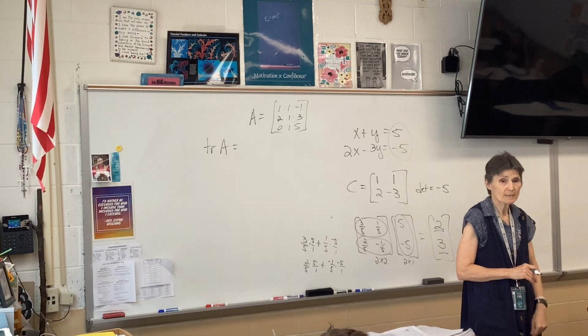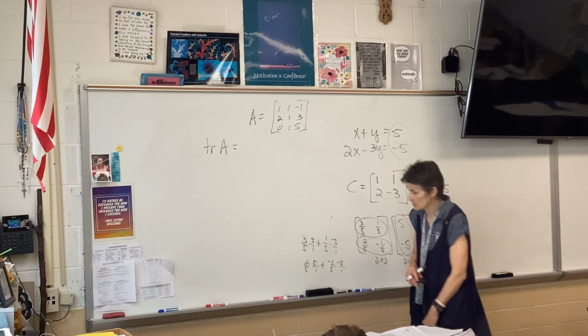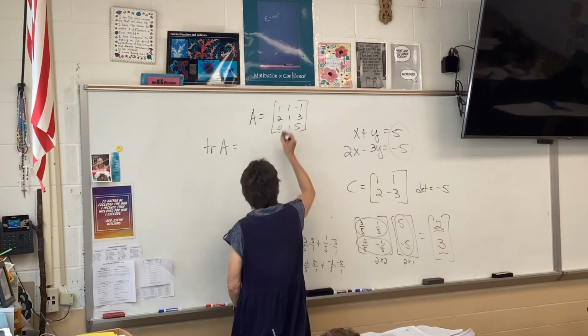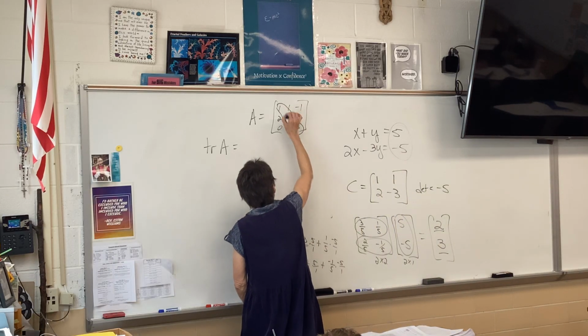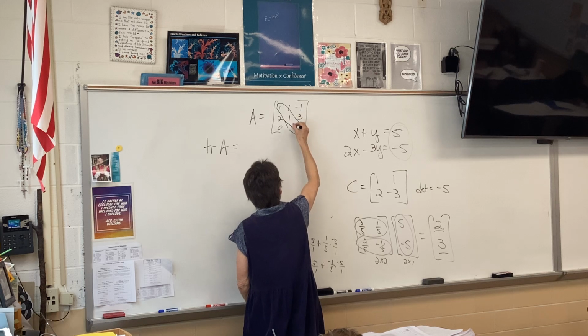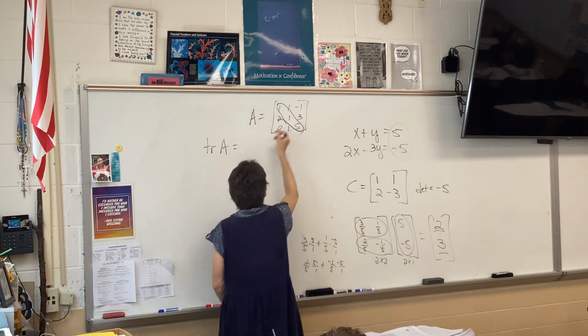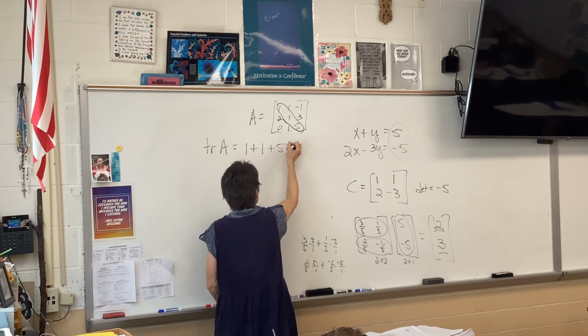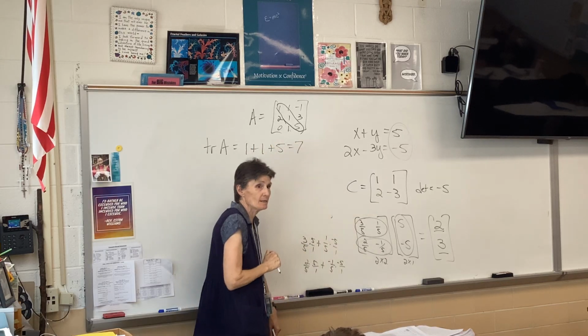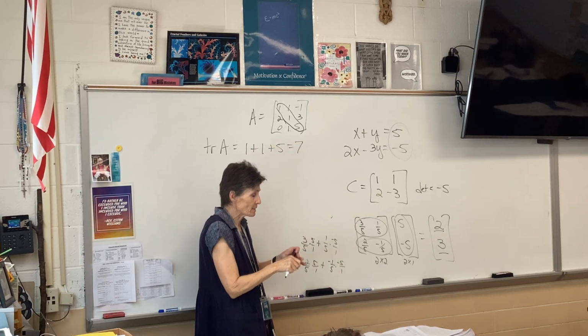And I remember what trace means: you add up the main diagonal. That is exactly right. So I add up these numbers right here. Not that one. Right here. So 1 plus 1 plus 5, so the answer would be 7. That's all it's trying to say.